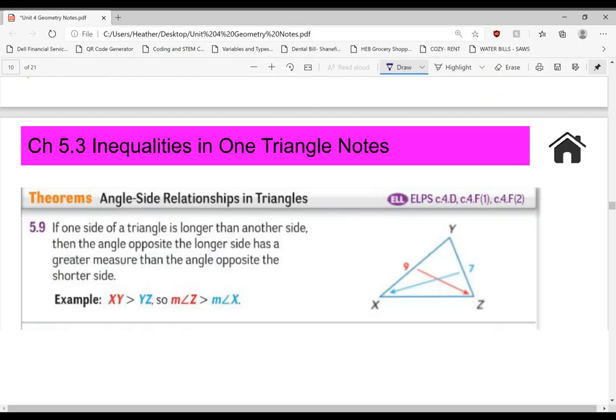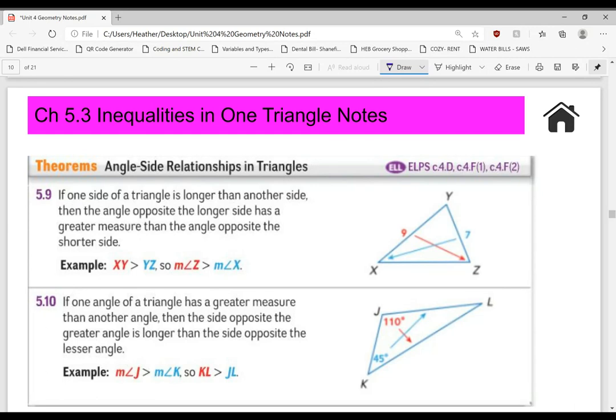Okay, let's look at the next theorem. If one side of a triangle is longer than the other side, then the angle opposite the longer side has a greater measure than the angle opposite the shorter side. So if we look at our example, XY, which is here, is greater than YZ. So the measure of angle Z, right here, is greater than the measure of angle X.